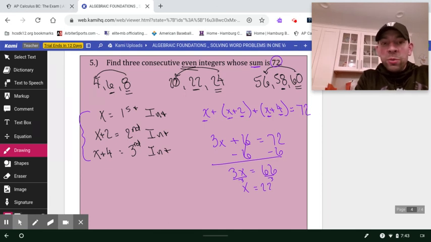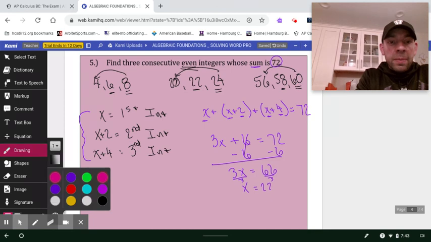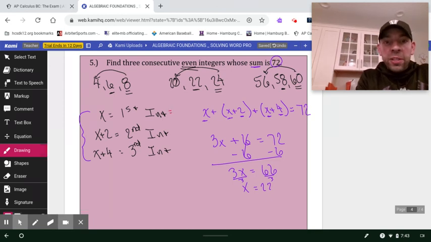So if 22 is the first one, let's see, how do we want to do this? I don't know if that's going to show up. Let's try red. The first integer is going to be 22, the second integer is 24, the third integer is 26, and just for fun, add those together and you will get 72. So there's my solution.